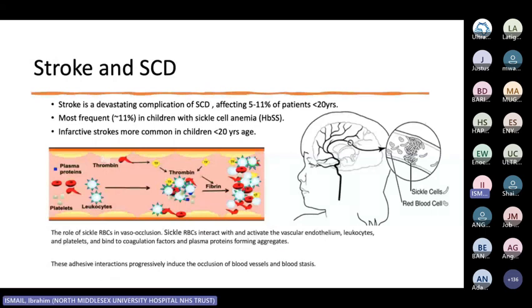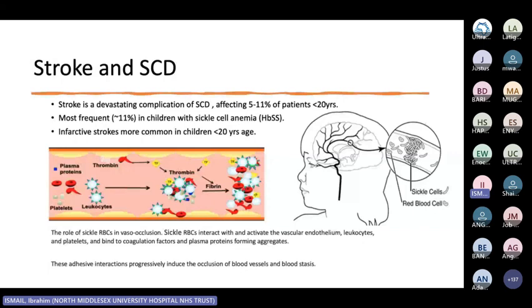Stroke in SCD is obviously a devastating complication of SCD, and it affects around 5 to 11% of patients under 20, and most frequently 11% in children with sickle cell anemia. Infarctive stroke is most common in children under 20 as well.